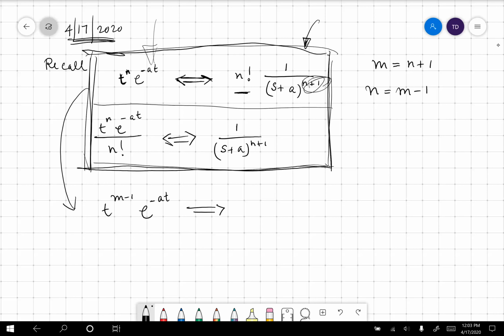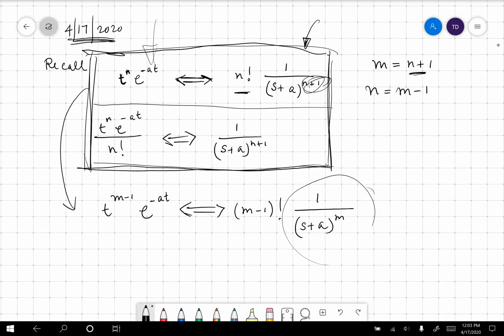And that's going to Laplace transform into m minus 1 factorial times 1 over s plus a. And this is the n plus first power, but n plus 1 is equal to m, so it's to the m power. And that's what we actually like. On this side, we want just the function in the s domain raised to a particular power.